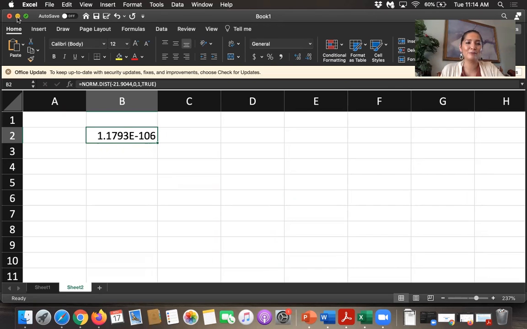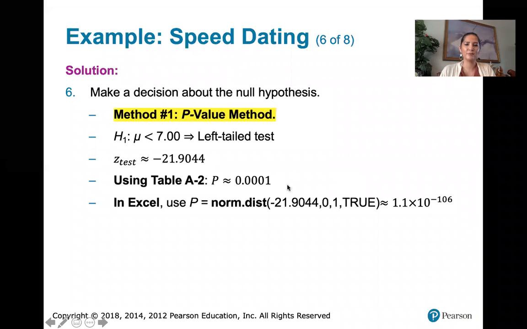So I want you guys to see how small that is. There are so many zeros, 105 zeros before we get the first significant digit of the number that's non-zero. So the p-value is just ridiculously small. Okay, so we can use this function and we get this very, very tiny number.